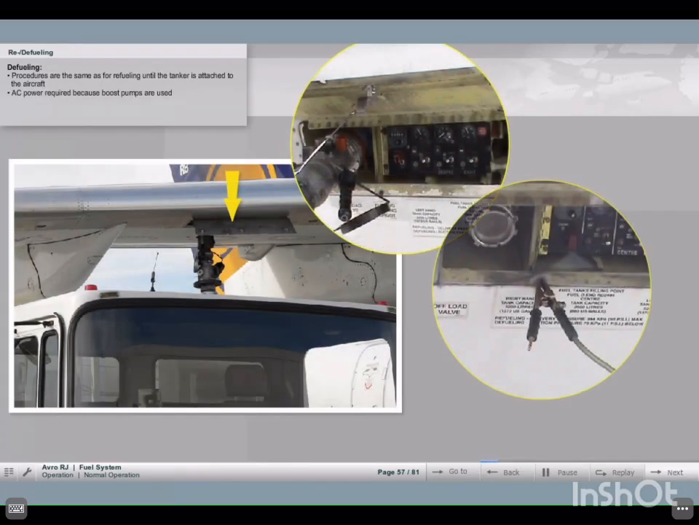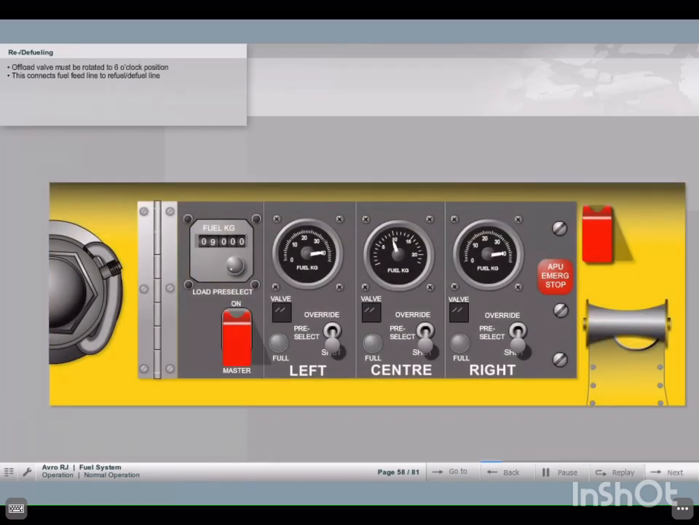Defueling. Initially, the procedures are the same as for refueling until the tanker is attached to the aircraft. AC power is required for defueling because the boost pumps are used. The offload valve must be rotated to the 6 o'clock position after removing the mechanical bulk. This connects the fuel feed line to the refuel-defuel line.